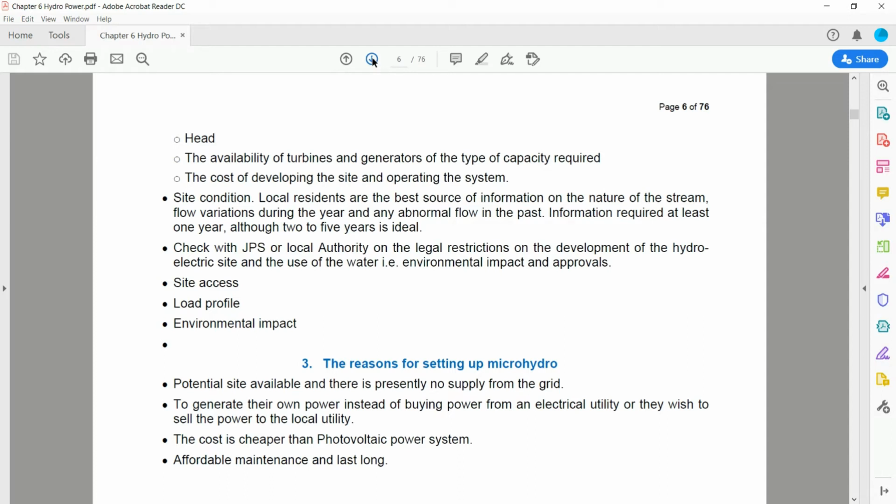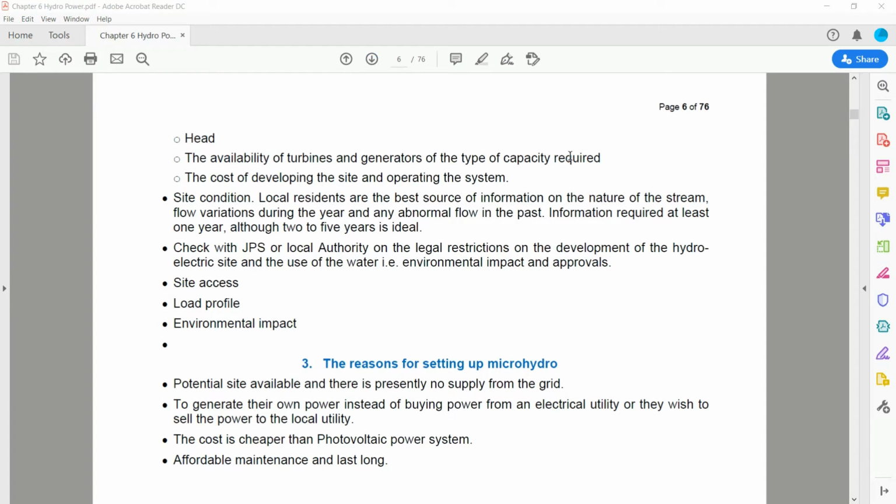Check with Jabatan Pengaliran Sungai for Malaysia, or the local authority, on the legal restrictions on the development of the hydroelectric site and the use of the water, for example, environmental impact and approvals. So we need to do the site assessment, and then the load profile, and see the environmental impact.